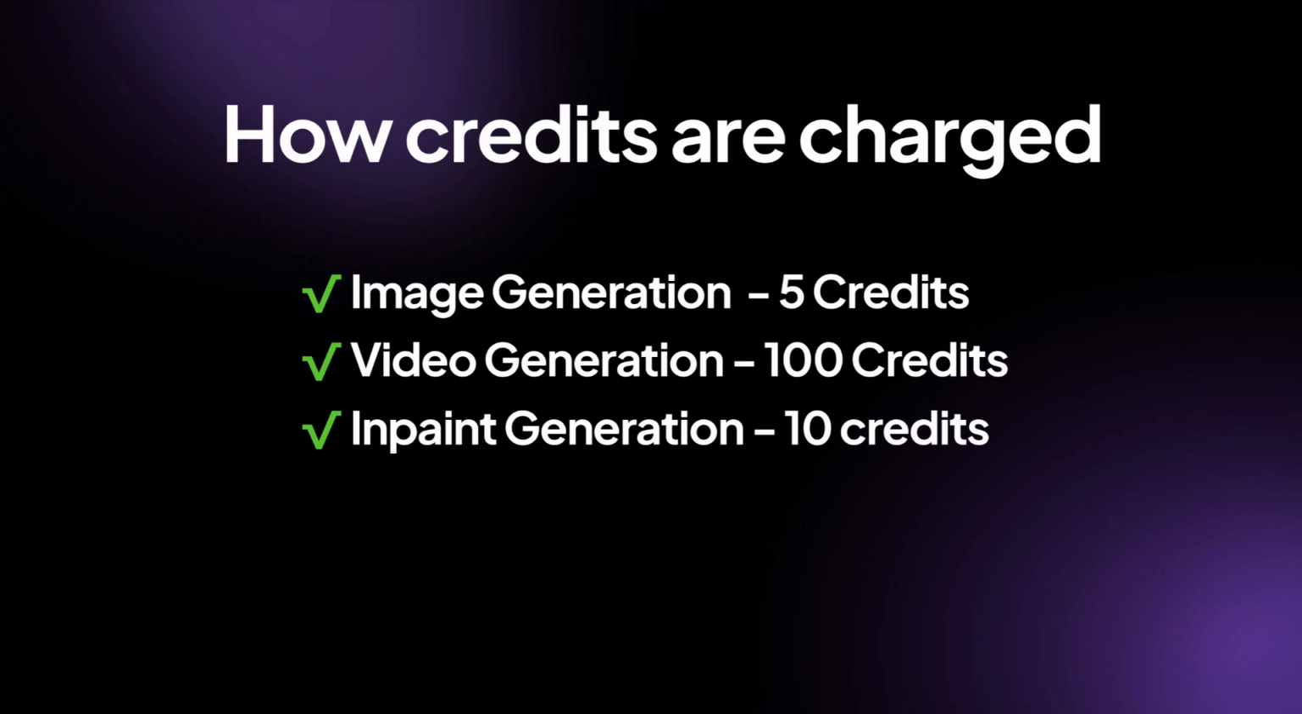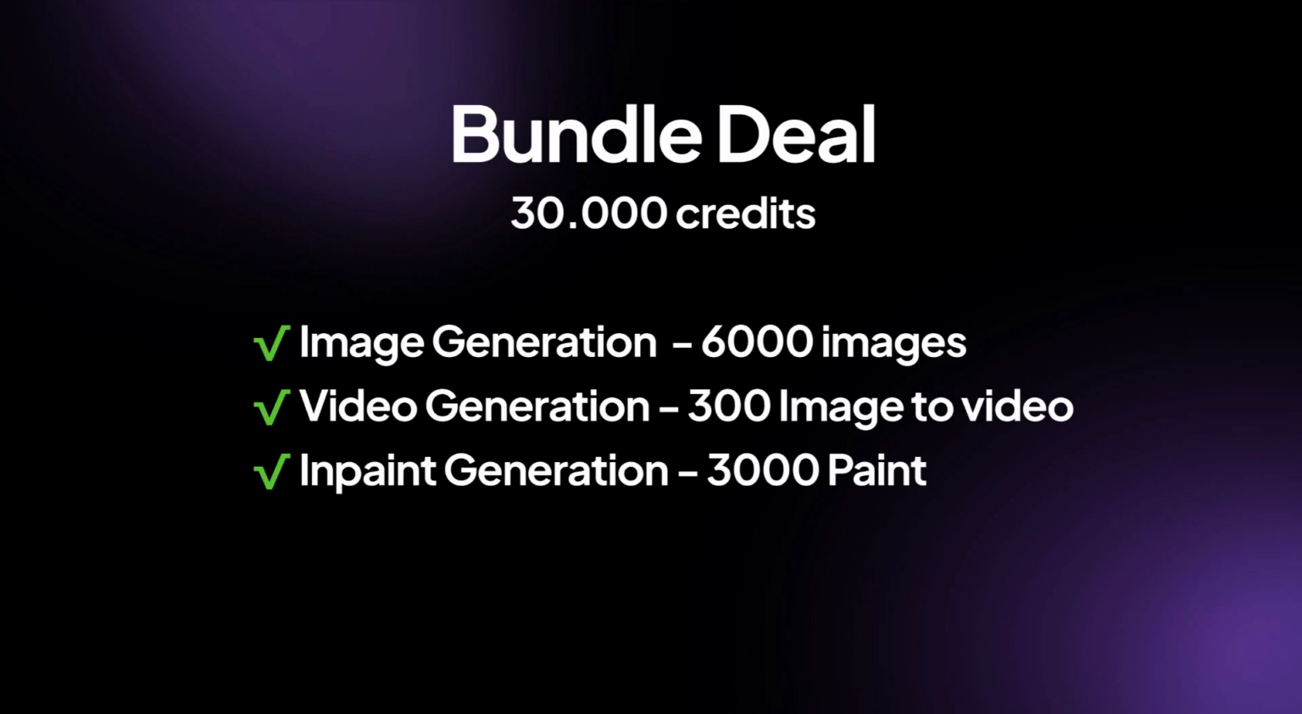So what does that mean when you have the bundle deal that we're offering today? You get 30,000 credits with the bundle deal. That means you can create 6,000 images for your videos, or 300 image to video, if you want to render them all, you can do that. Or you could do 3,000 inpaints with the bundle. And that is a lot, guys. You can do a lot with that.